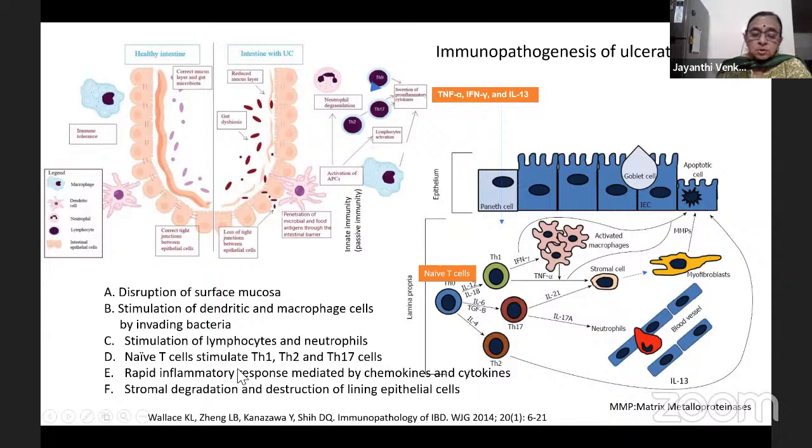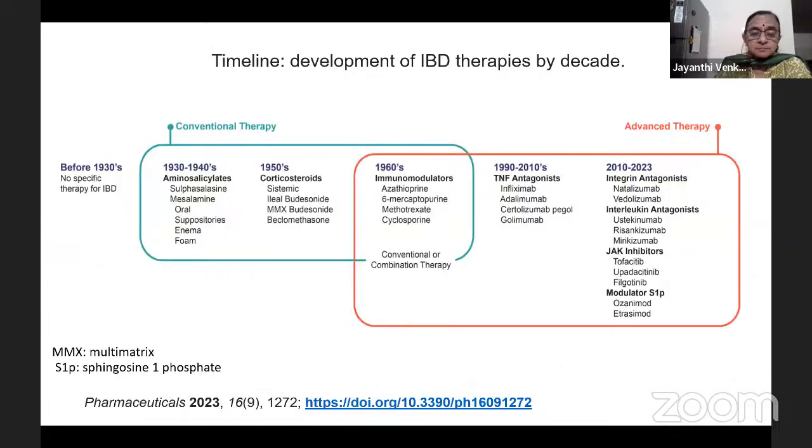As a result of this, there's also stromal degradation and destruction of the lining epithelial cells, resulting in apoptosis as well as a leaky membrane. So this is very important that we understand, because all the target cells you see here, Th1 results in interferon gamma, which stimulates the macrophage to present TNF-alpha. That's where our infliximab and all the biologicals act. Then we have other newer drugs that are now acting at these cytokine and chemokine levels. So this basic pathogenesis of immune-mediated pathology in IBD is very important.